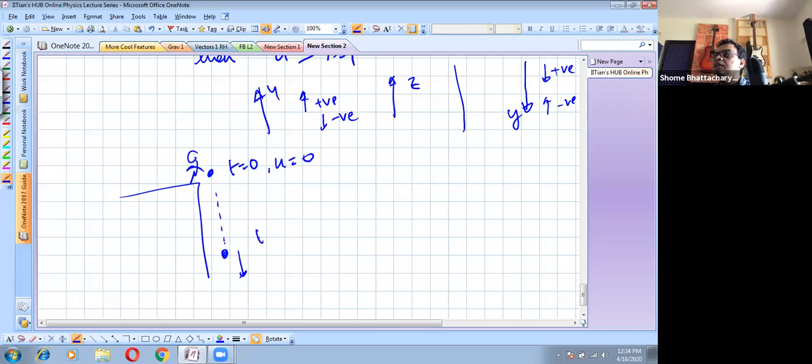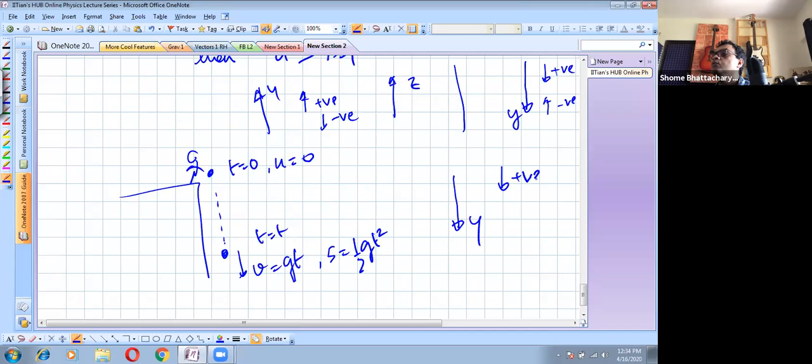You'll see that at some time t, it will have a velocity in the downward direction of g into t, where g is acceleration due to gravity, and it'll have a displacement of half gt square. You'll see these equations very soon. But here, why I'm not writing this with minus sign, and why I'm not writing this with minus sign? Because I've considered the downward axis as my positive axis.